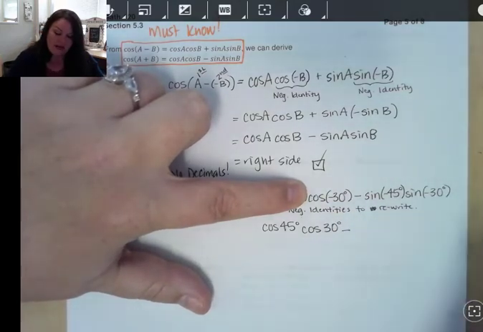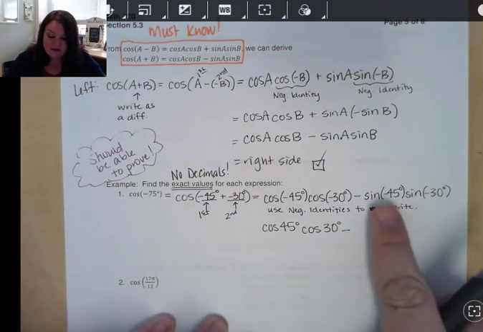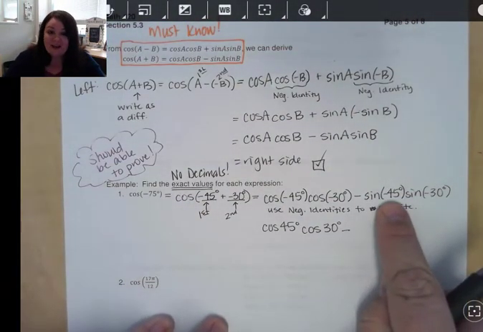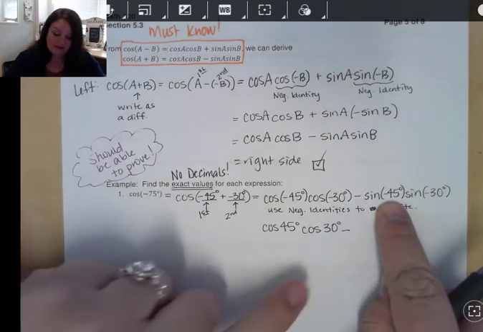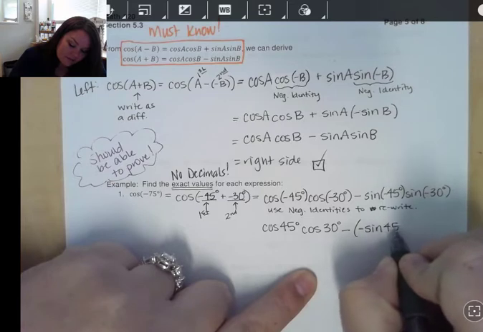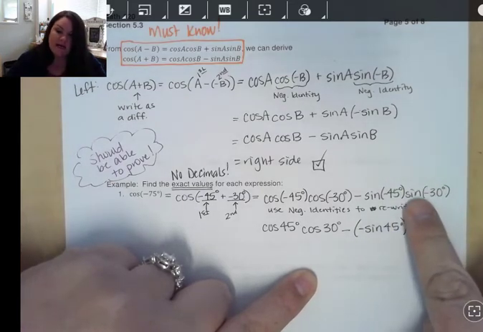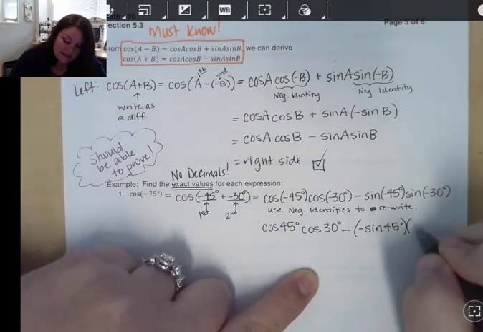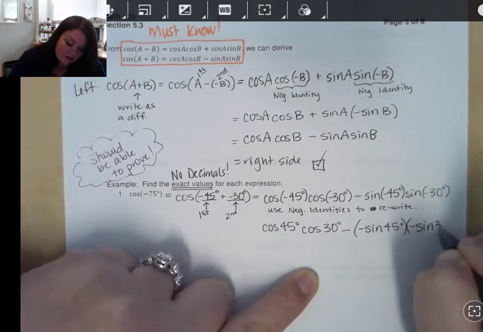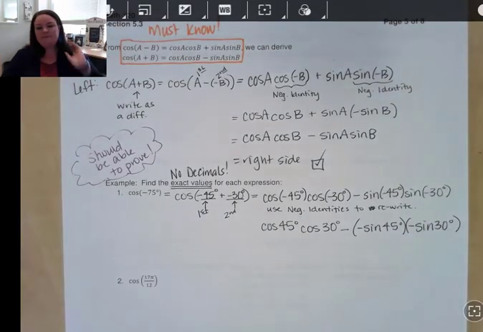Then I'm going to subtract my two sine values. So sine of a negative angle actually gives us a negative sine value. So this becomes negative sine of positive 45 degrees. And the same thing on this one. Sine of a negative angle gives us a negative sine value of that corresponding positive angle value.